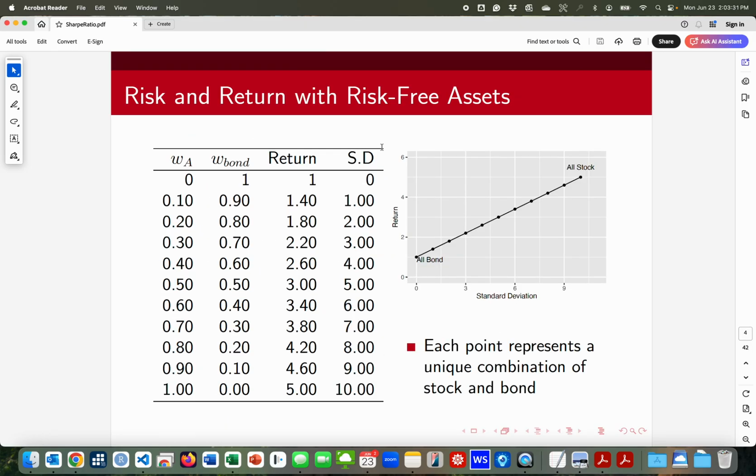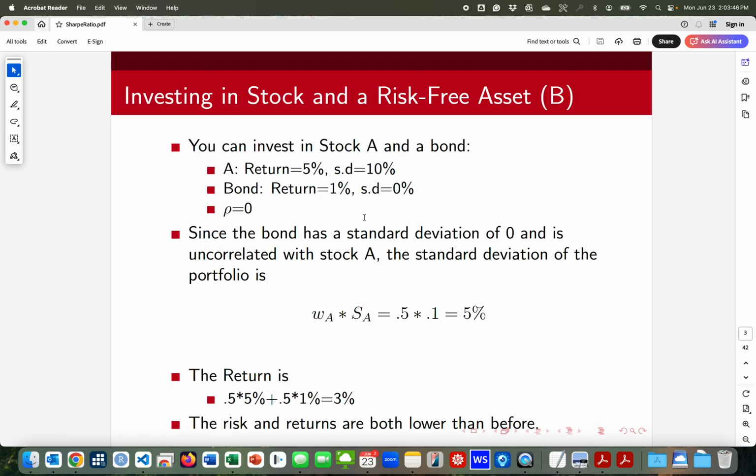So when we're thinking about risk and return with risk-free assets, this is where we start thinking about the slope of the line that connects the bond to a stock. So if we're thinking about all the different options we have right here, here we did 50-50. So we have A, 5% return, 10% standard deviation. Bond, again, 1% return, 0% standard deviation.